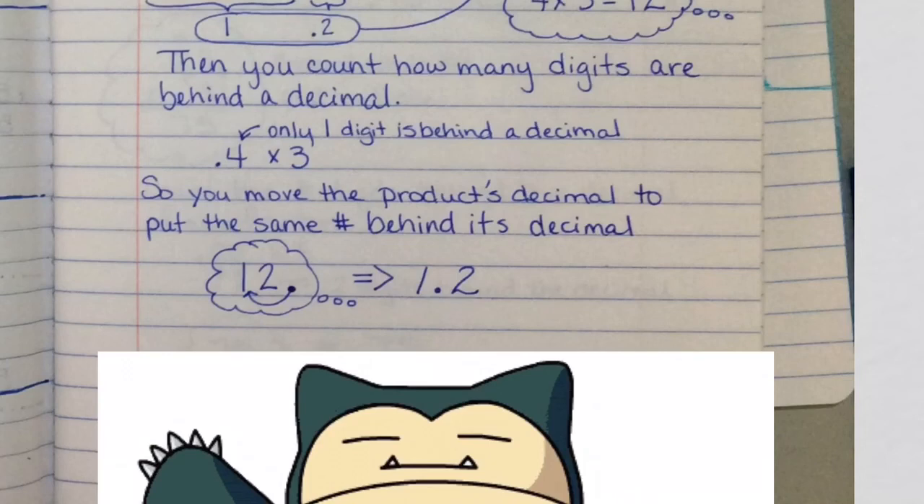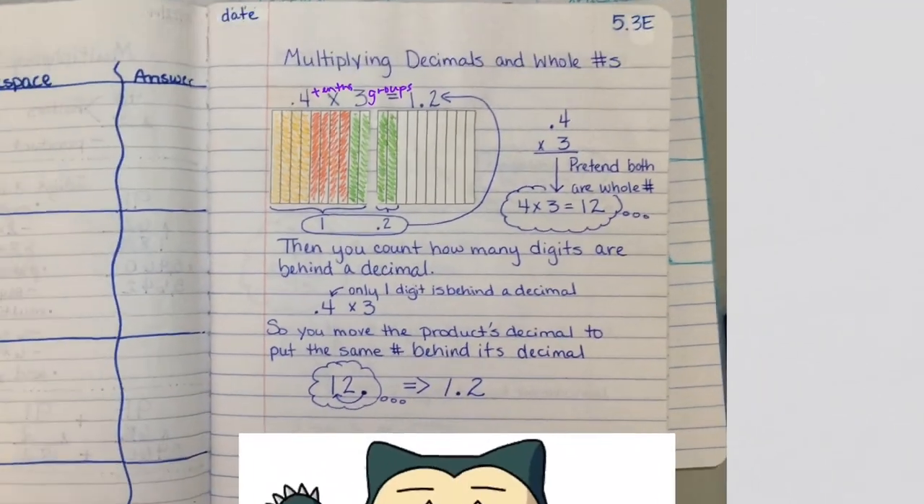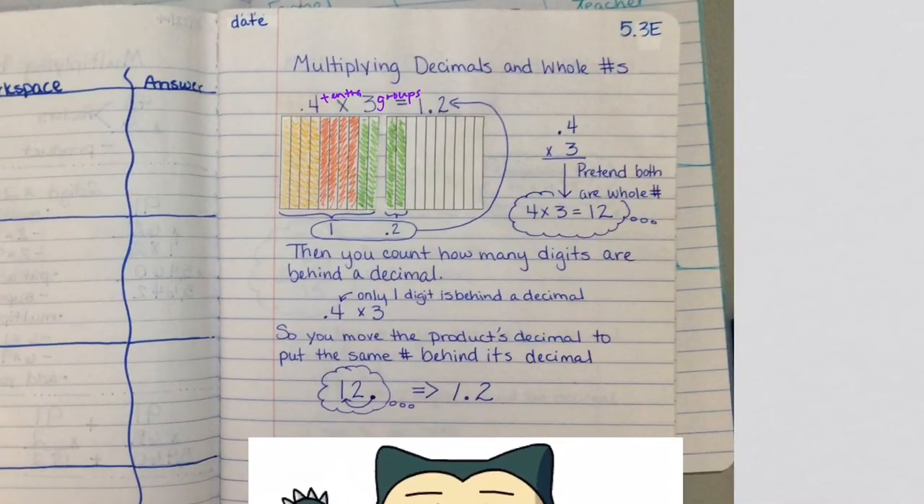So every whole number has an invisible decimal at the end. You're going to move it over 1 place to get 1 and 2 tenths, just like we did for our picture up here. So there's 2 ways that you can work it out. Pause it here, be sure you get all of that down.